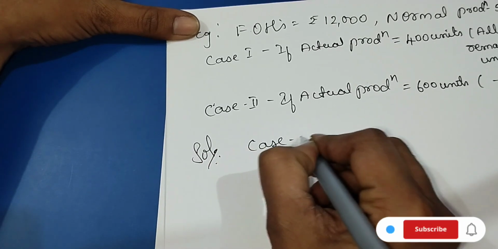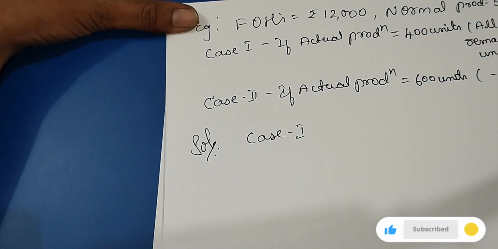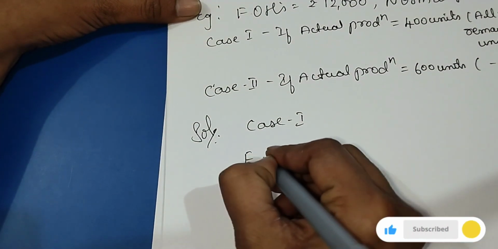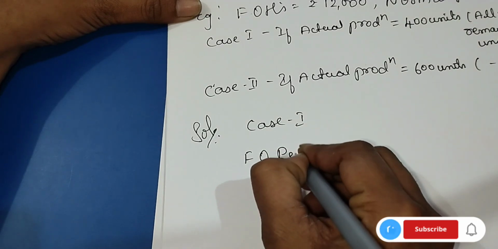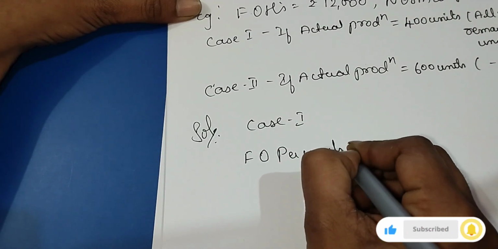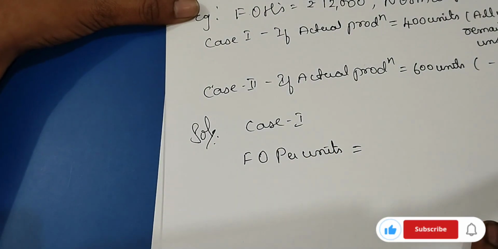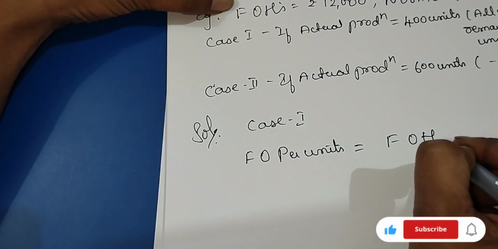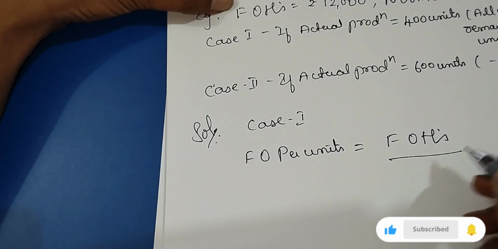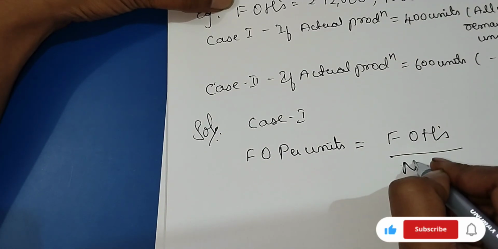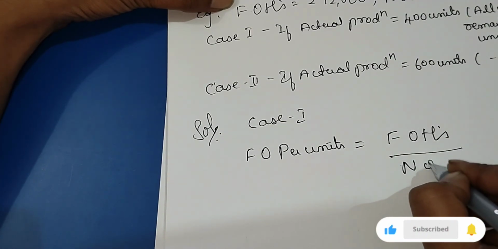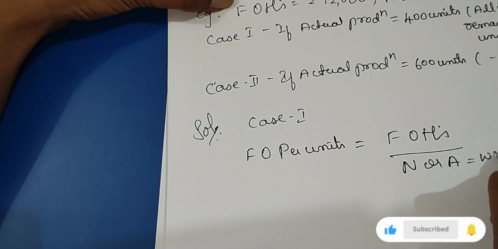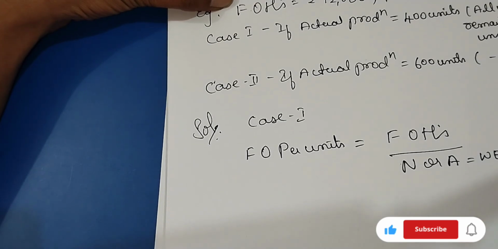Case 1. First we need to find out the fixed overhead per unit. How do you find it? Whatever fixed overheads are given, the fixed overheads are divided by the normal or actual production. By comparing these two, whichever is higher we are going to consider.